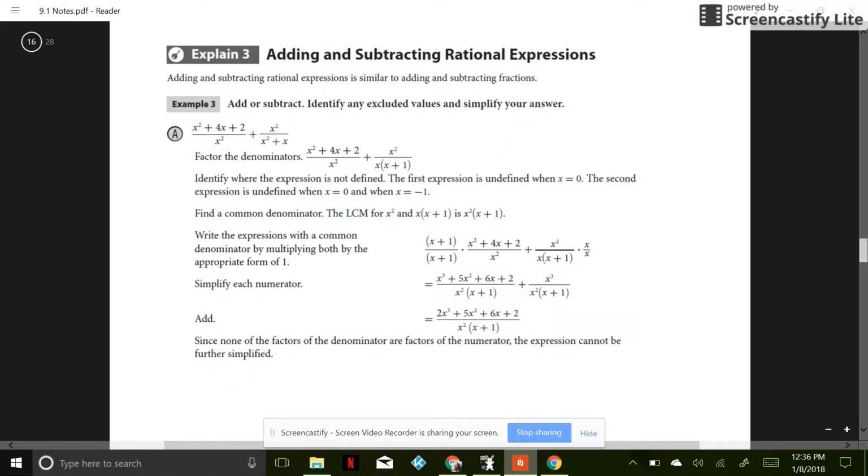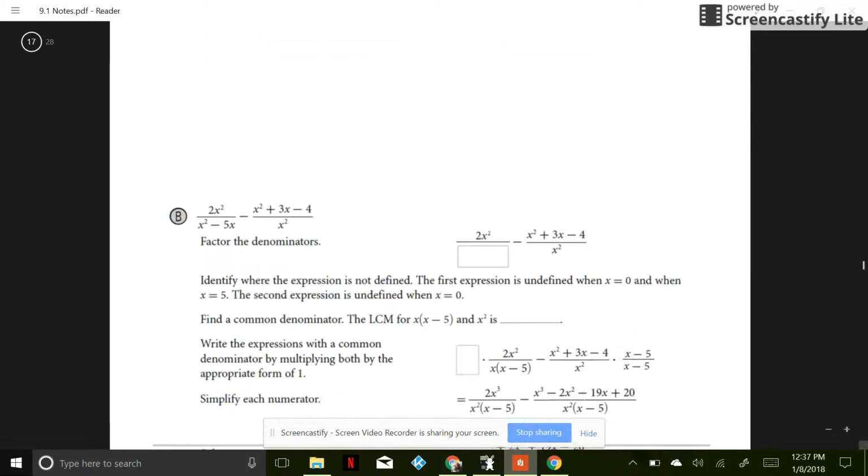So we're going to use these now to add and subtract rational expressions. First thing you want to do is factor your denominators and figure out where your expression is not defined. Those are the problem areas in your domain, what x cannot equal. And you want to find your common denominator. So you'll take your least common multiple and use that. Rewrite the expressions with a common denominator by multiplying both by the appropriate form of 1. Simplify and add, and simplify further if you can.